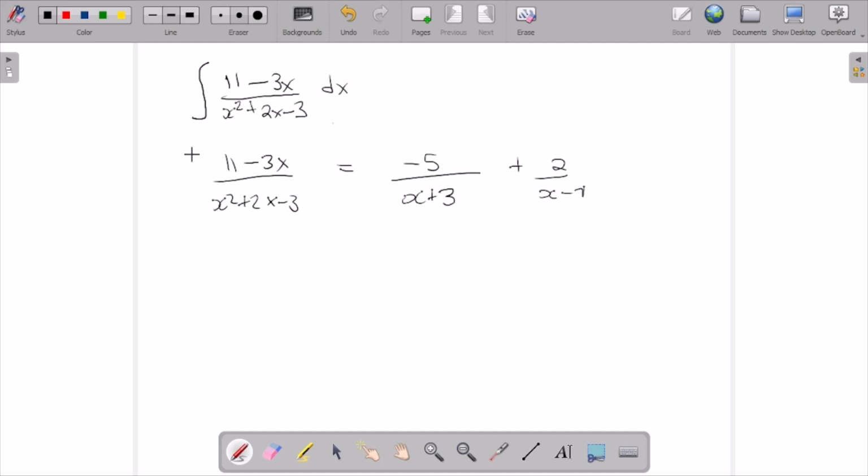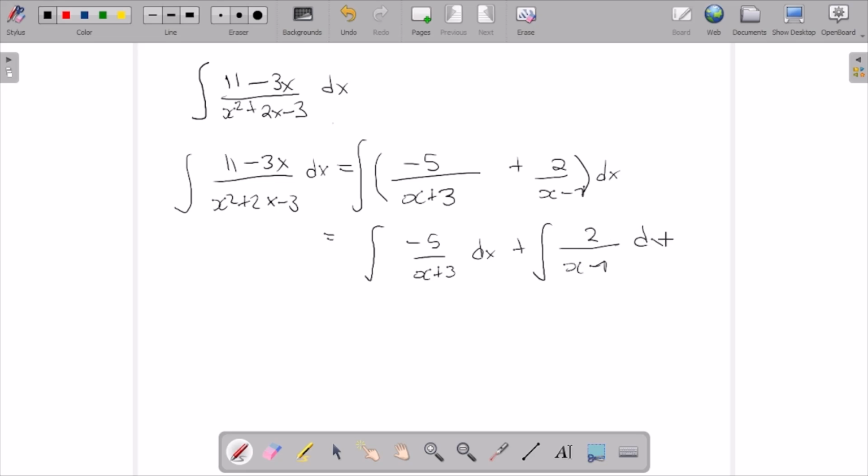All right. So if I actually take the integral of the first rational fraction, now this has to be equal to the integral of this dx. Now, if you have two things that are expressed as a sum, and we want to find the integral of their sum, it's actually taking the integral of the individual parts making up the sum. So this is equal to the integral of minus 5 over x plus 3 dx plus the integral of 2 over x minus 1 dx.